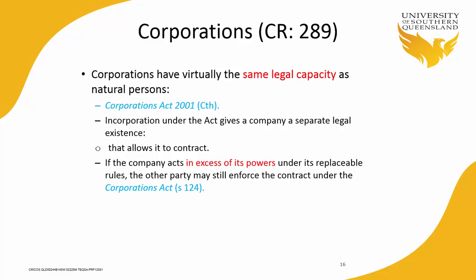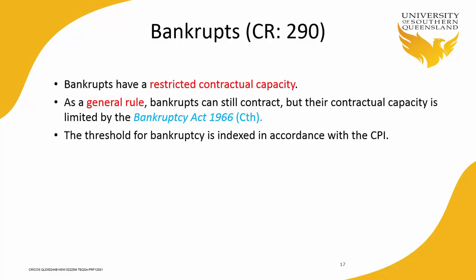Now for our purposes, don't feel obliged to go and check these sections. What's important is that you just pick up these clear points about whether a corporation is able to contract or not, whether it has a full capacity contract. The next point we want to talk about is bankrupts. There, as a general rule, bankrupts can still contract, but their contractual capacity is limited by an act called the Bankruptcy Act of 1966. I believe the current limit on bankruptcy is $5,000. So a creditor cannot make a person bankrupt unless the debt is $5,000 or more.